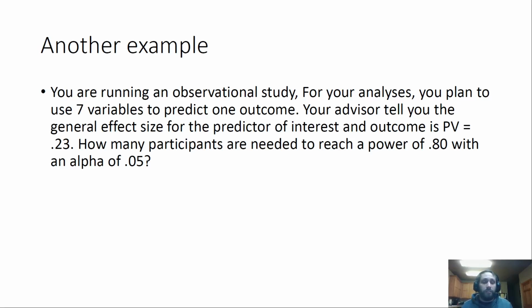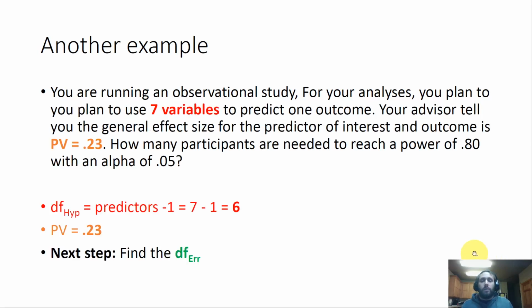So let's go over our steps again. We have 7 variables. We have identified our degrees of freedom hypothesis, which is 7 minus 1, so we have 6. And then we identify our effect size, which is 0.23. All right, so then we take those 2 things and we identify what our degrees of freedom error is from the Appendix E table.